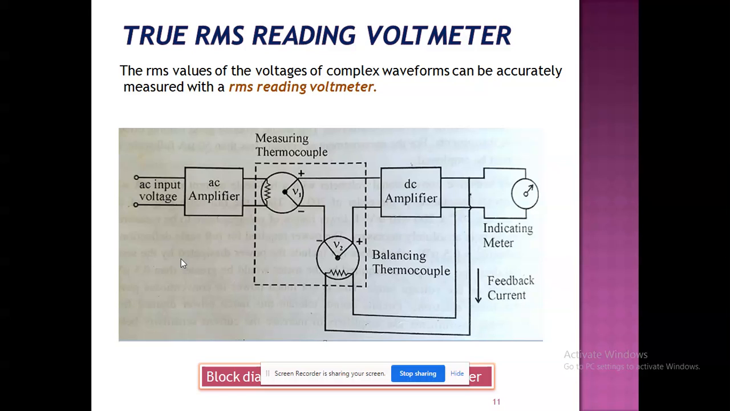By using this true RMS reading voltmeter, we can measure the RMS values of the voltage of complex waveforms. That is, it could be either a sine wave, square wave, or a sawtooth wave. Therefore, complex waveforms are most accurately measured with the true RMS reading voltmeter.